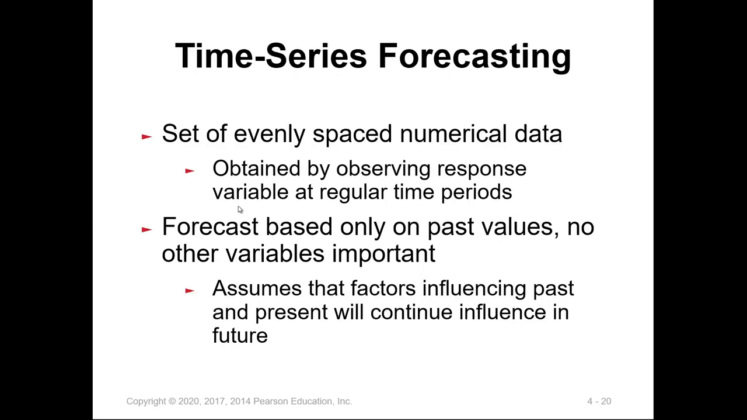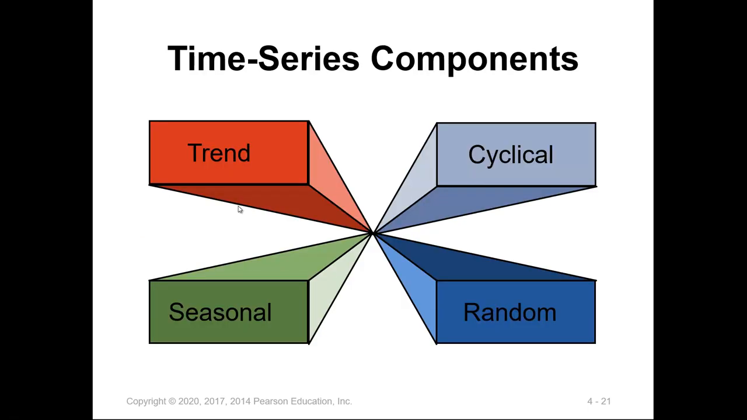Time series models predict on the assumption that the future is a function of the past and the present will continue influencing the future. It's a set of evenly spaced numerical data obtained by observing a response variable at regular time periods. A time series has four components: the trend, the seasonality, the cycles, and random.